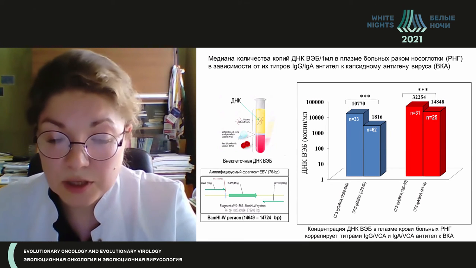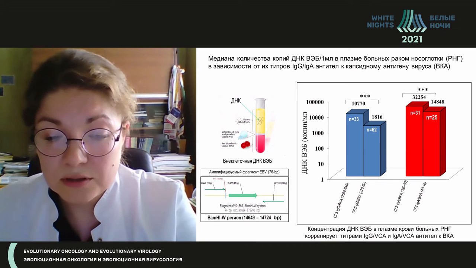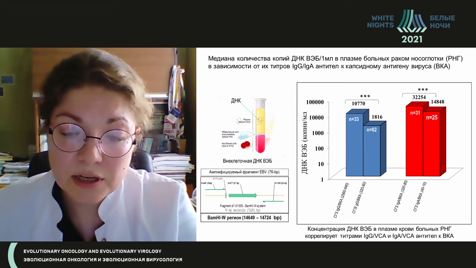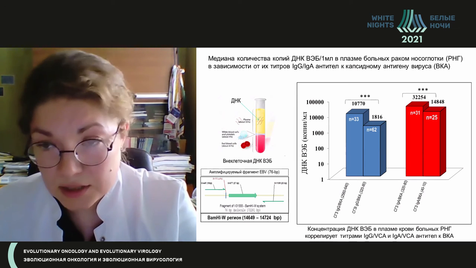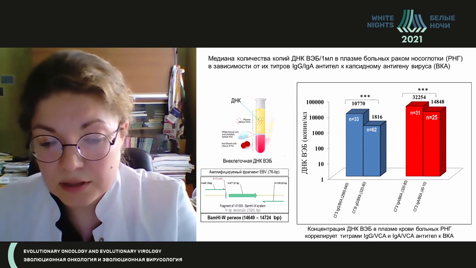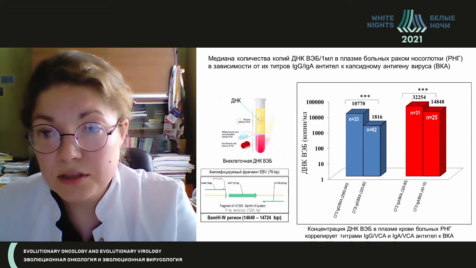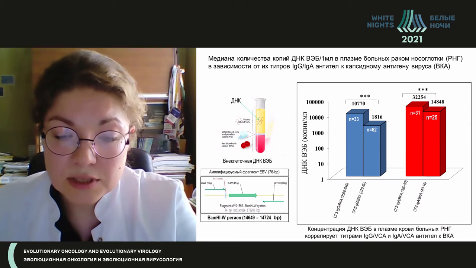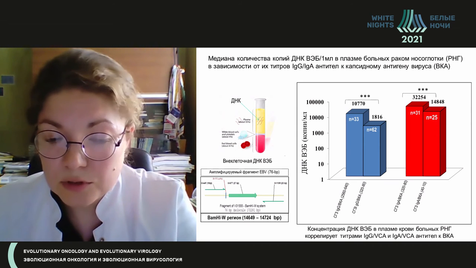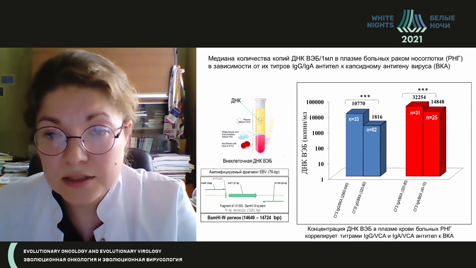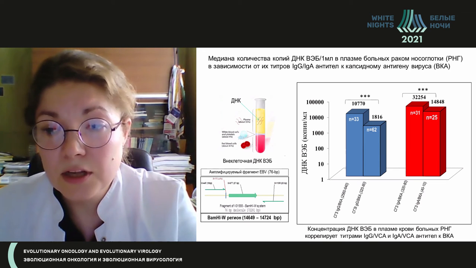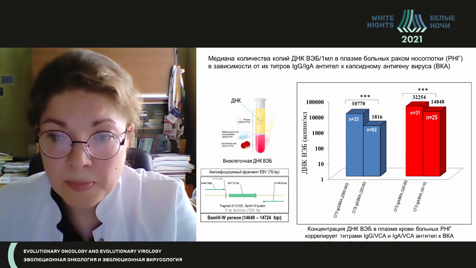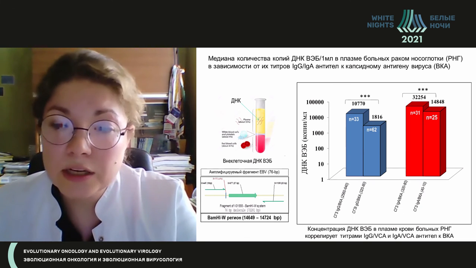While in the group of nasopharyngeal cancer patients with high titers of IgG antibodies to capsid viral antigen, we find high levels of viral DNA load, in the group of patients with low EBV antibody titers the DNA concentration was much lower versus the previous group and versus the control. So the differences in viral load between patient arms with different virus-specific antibody titers were statistically significant, so we can talk about a relationship we found.